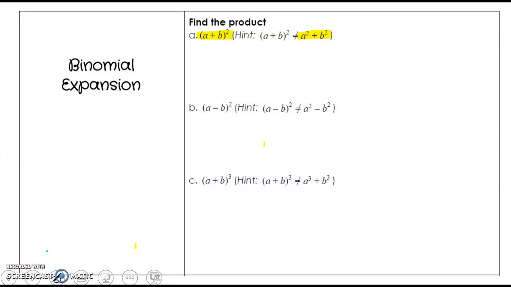So if we have (a plus b) squared, this is going to give us (a plus b) times (a plus b). Okay, so whenever we have this, we want to use the distributive property in order to simplify. So we'll have a times a, which gives us a squared, plus a times b, which is ab, plus b times a, which is ba, plus b times b, which gives us b squared.